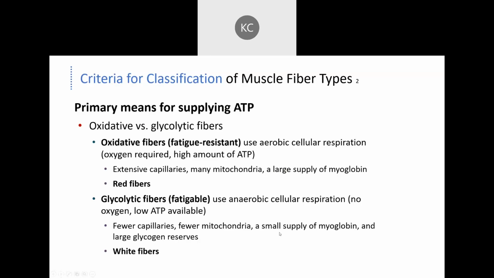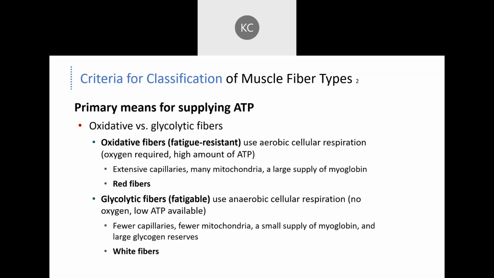As we alluded to in the chapter 9 lecture, glycolysis or anaerobic respiration makes some ATP, but it makes relatively little ATP compared to aerobic respiration, right? So we have very little ATP available. These fibers also have very few mitochondria, again contributing to the overall lack of ATP in the muscle.